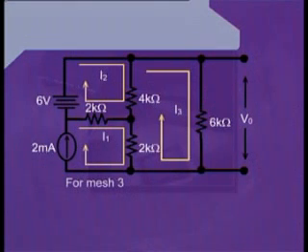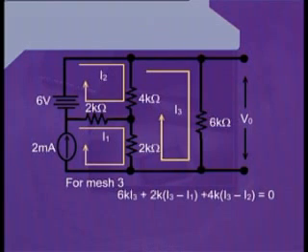For mesh 3, we start from the top of the mesh in the clockwise direction. Now we encounter 6 kilo ohm resistance, and we have already assumed that a current I3 is passing through the 6 kilo ohm resistance. Therefore, applying Ohm's law, we can write the voltage drop across this resistance as 6k into I3.